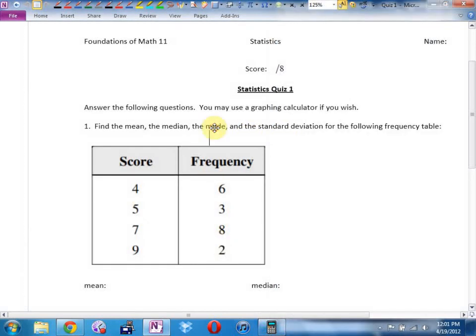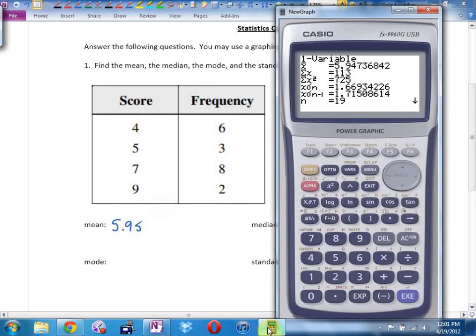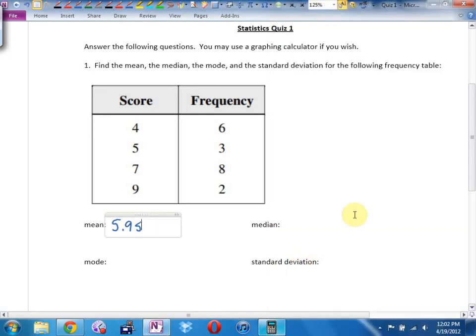If you said 4.9, that's fine. I didn't say how many decimal places. So did I say 5.95? Is it 5.95, right? The standard deviation is this one here, 1.67. Again, if you said 1.7, that's fine. 1 mark.